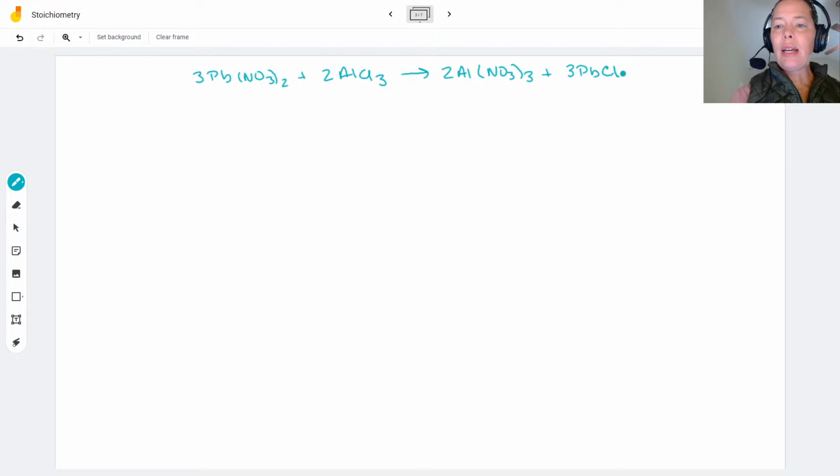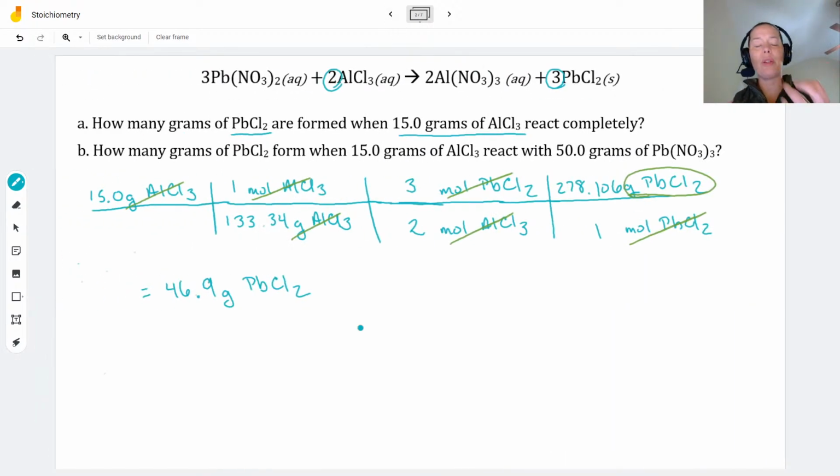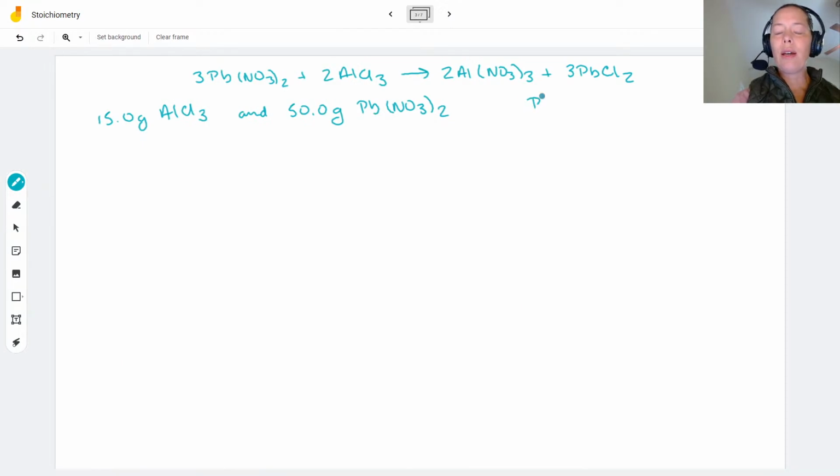Okay, PbCl2. So what we've got is 15 grams of aluminum chloride, which is what we had before, and 50 grams of lead nitrate. Just to summarize what the problem gave us, these are our critical pieces of information: 15 grams of aluminum chloride, 50 grams of lead nitrate, and we're trying to get to lead chloride. So I'm going to go ahead and write lead chloride, question mark.